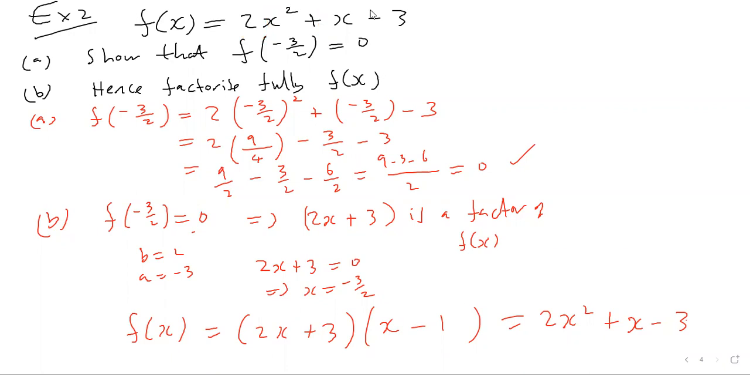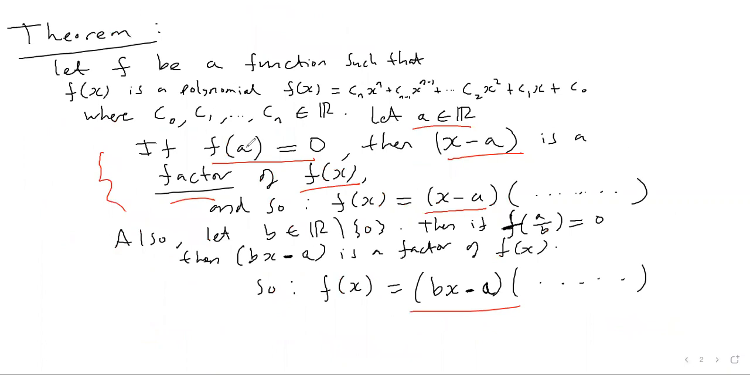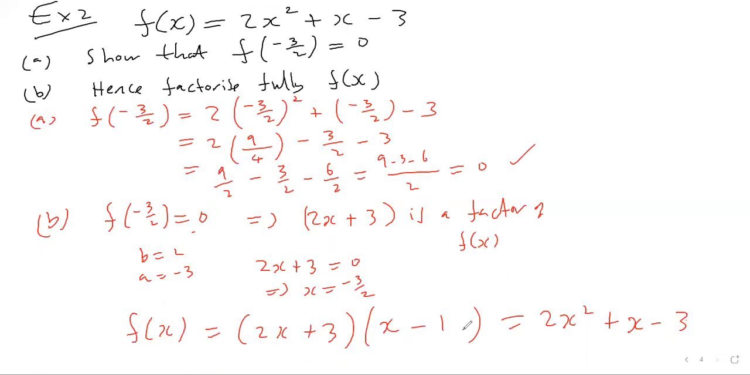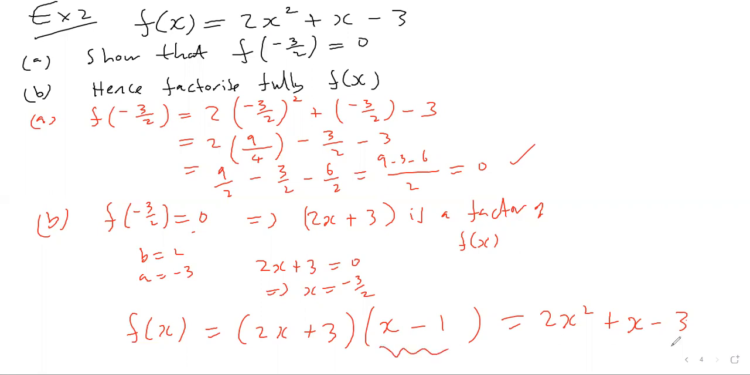So sometimes they ask exam questions like that, but the key thing to remember is that if you plug a number into your function and you get 0, then x minus that number is a factor. And if you plug in a fraction into your function, for example, a over b, then that means that bx minus a is a factor of f of x, and then you can use some collecting like terms and some expansion to work out what the missing terms inside the missing brackets would be.